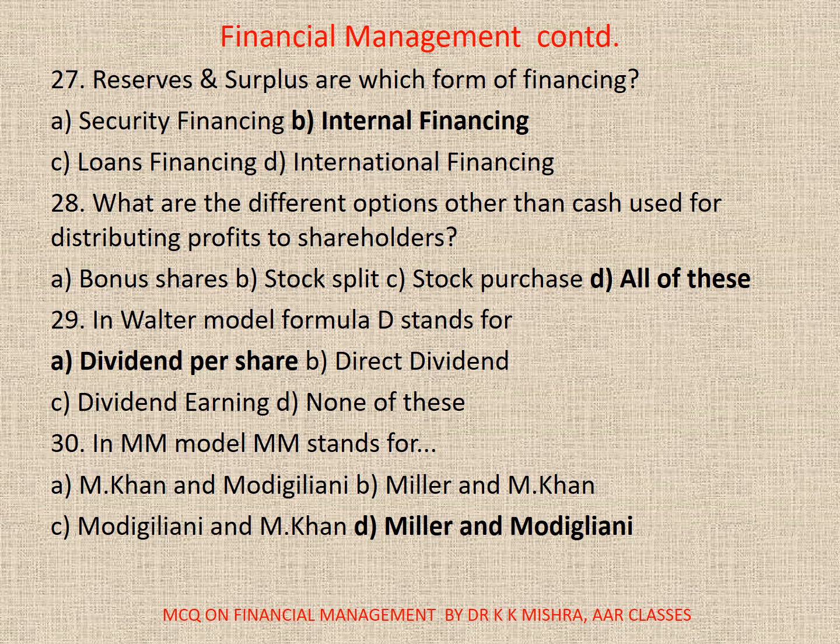29. In Walter model formula, D stands for A. Dividend per share, B. Direct dividend, C. Dividend earning, D. None. Correct option is A, dividend per share. 30. In M&M model, MM stands for, so it's very well known, Miller and Modigliani model. So correct option is D, Miller and Modigliani.